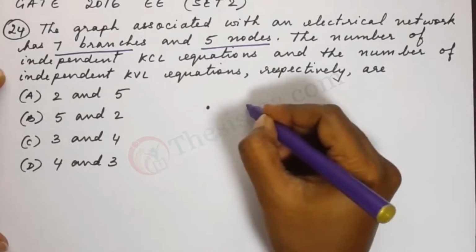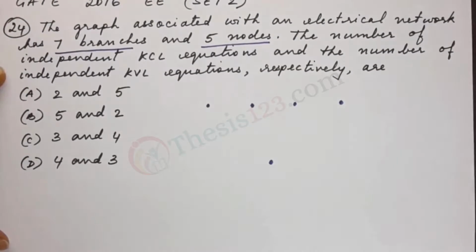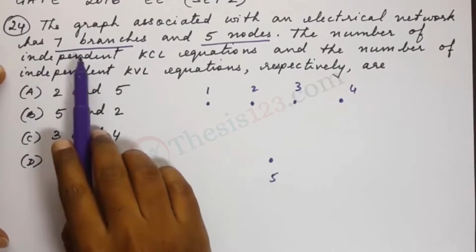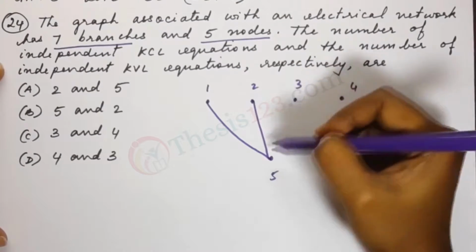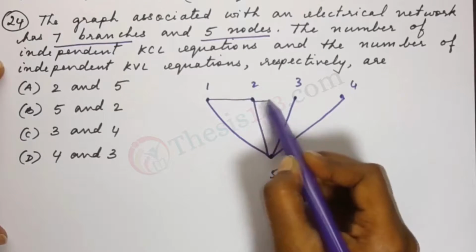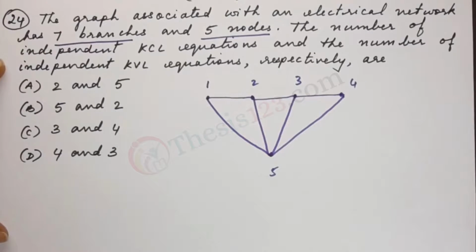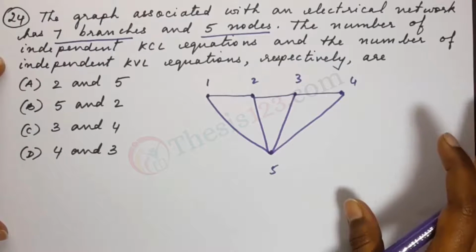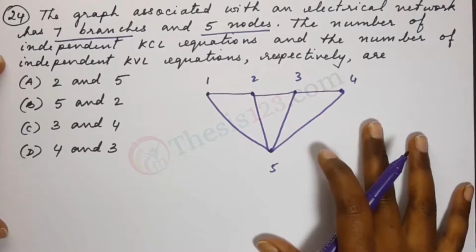So in general, I'm just going to put down 5 nodes here. 1, 2, 3, 4 and 5. We have 5 nodes here. And the graph has got 7 branches. So let's see, that's 1, 2, 3, 4, 5, 6 and 7. Okay, so here are the 7 branches. So you can draw any kind of connections, give the connections as you wish, but in general I have put it down this way.